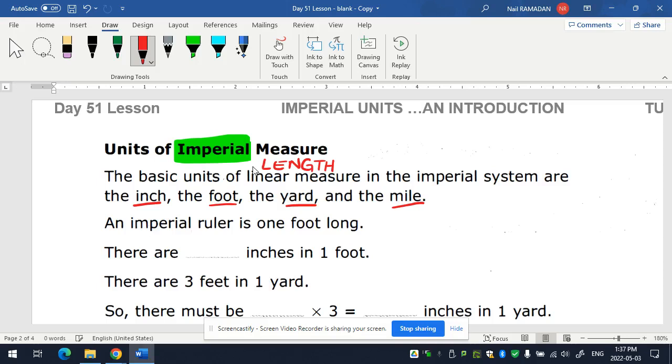So obviously the easiest one, or sorry, I should say the first basic one. An imperial ruler is 1 foot long. Does anyone know how many inches in 1 foot?